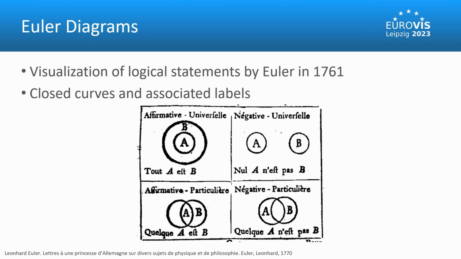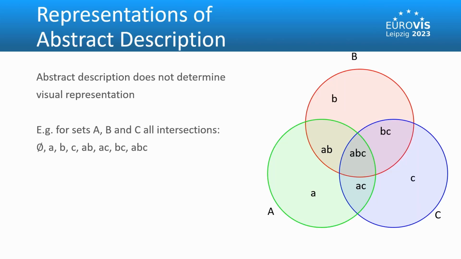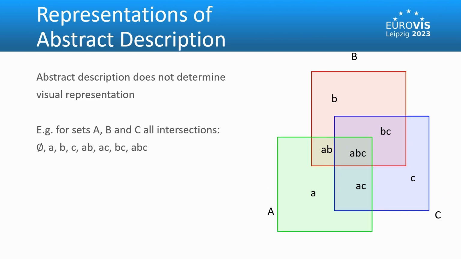Later on, John Venn introduced visual representations of sets, nowadays called Venn diagrams. In contrast to Euler diagrams, a Venn diagram always includes all possible intersections of all sets. An abstract description characterizes the relationship of sets and their intersections formally and does not specify any concrete graphical representation. Therefore, the Venn diagram on the right could be represented by, for example, circles, rectangles, or even splines.